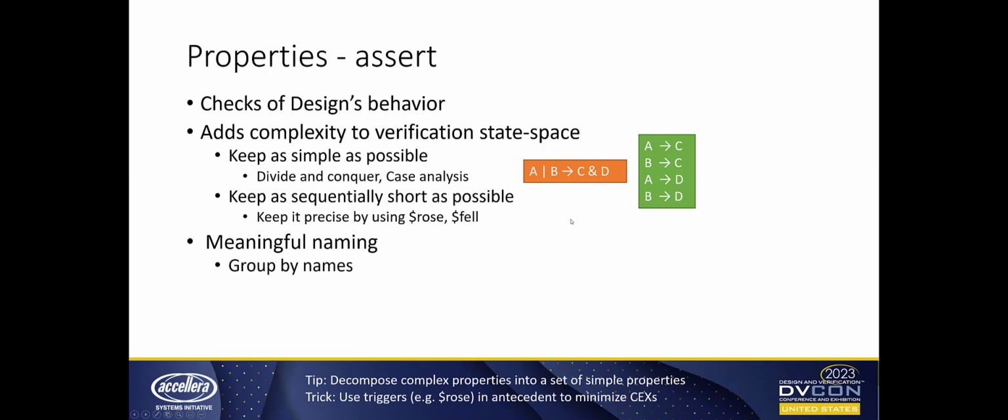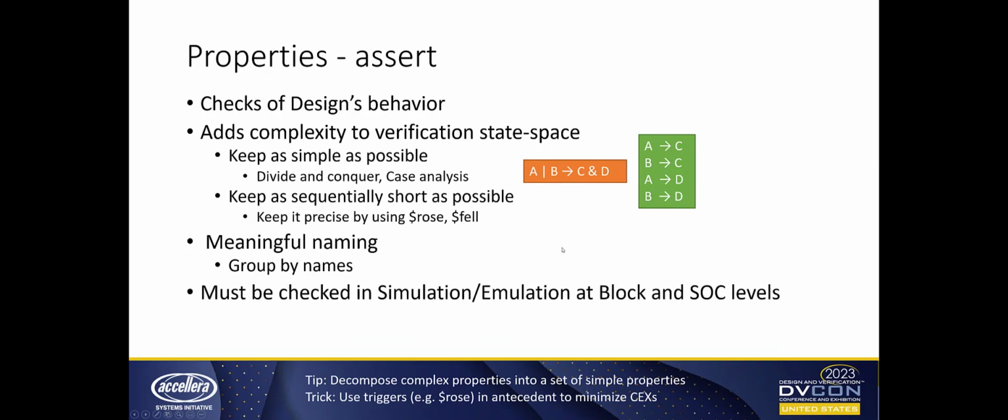Also give them meaningful names. Oftentimes you're going to group properties together, and so if you have names that have meaning, it's easier to group the names with wildcards and that type of thing. So how you name the properties is very important. Also, checking your properties in simulation or emulation can help make sure that the property you're describing is correct. And of course, you're going to back annotate these into the test plan.